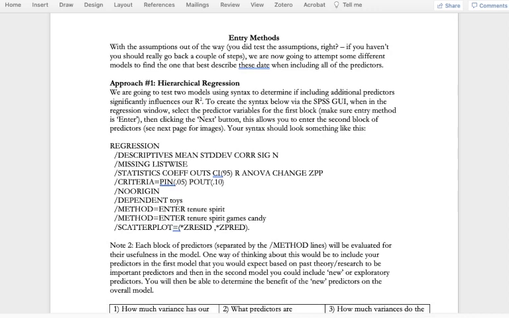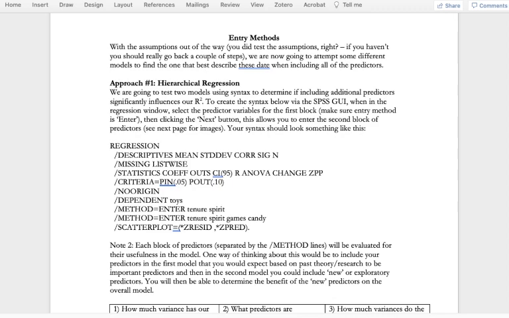Now, the last aspect of this lab, and sorry, it's getting a little long here, I know. The last part is entry methods. So what are the different entry methods?